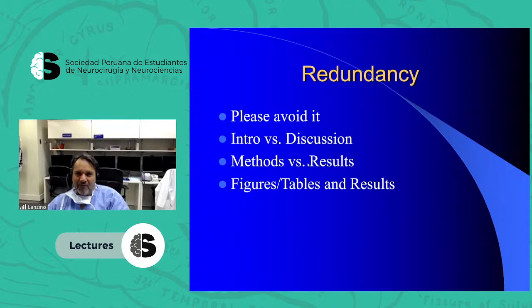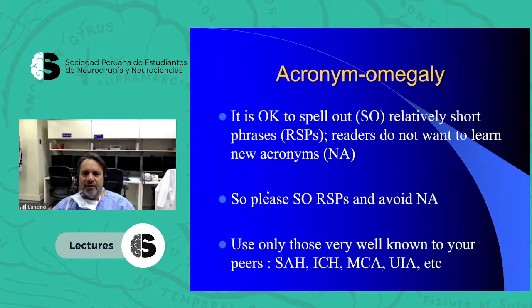We talked about avoiding redundancy. One of the most common mistakes is to repeat in the discussion what you have said in the introduction. Make sure that you understand what belongs to the methods and what instead belongs to the results. And especially for the results, use tables and figures freely and extensively to summarize the main results of the paper.